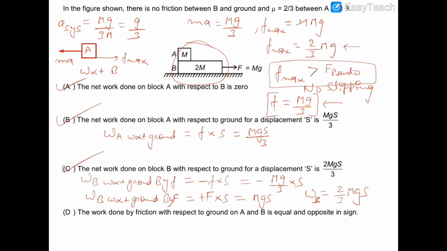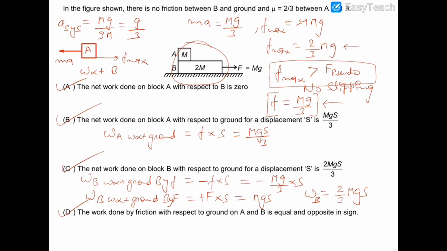And for option D, the work done by friction with respect to ground on A and B is equal and opposite in sign. We have already discussed this fact in a previous question: when there is no slipping between these blocks, the work done by the friction with respect to ground on these blocks will be equal in magnitude and opposite in sign. So option D will also be correct.